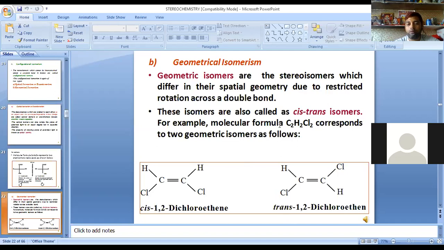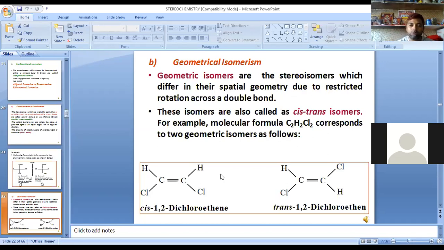For example, the molecular formula C2H2Cl2 corresponds to two geometric isomers. Understood? So what are geometric isomers? Geometric isomers are the stereoisomers which differ in their spatial geometry due to restricted rotation across a double bond.